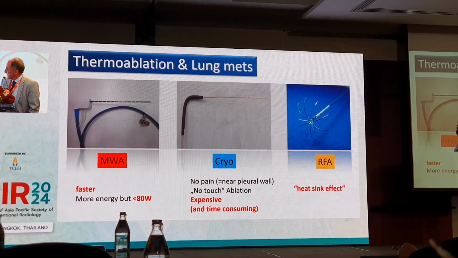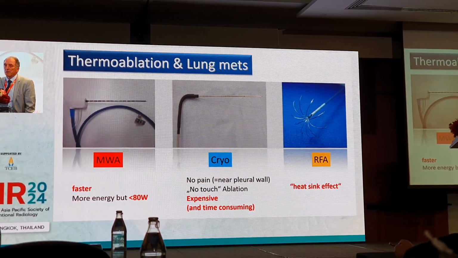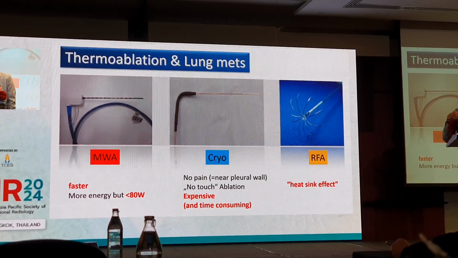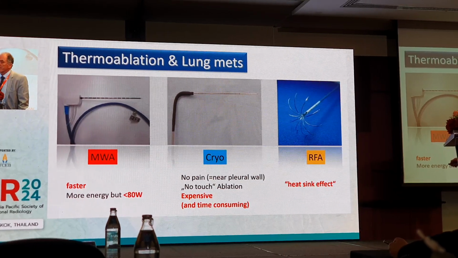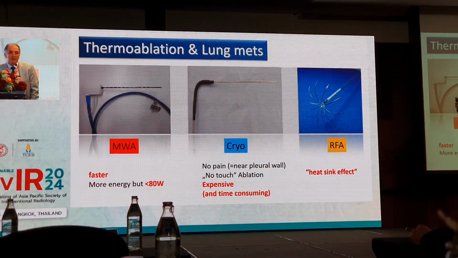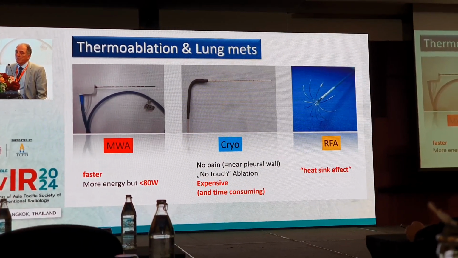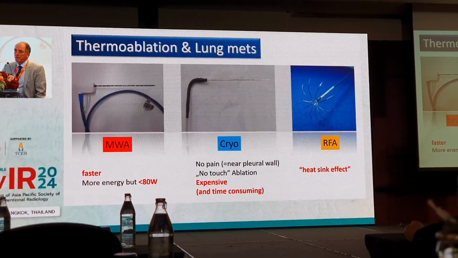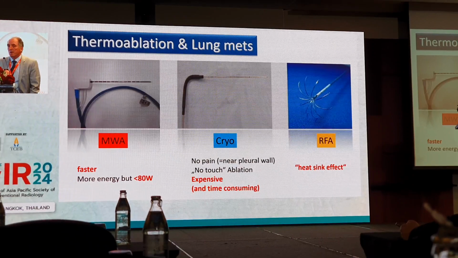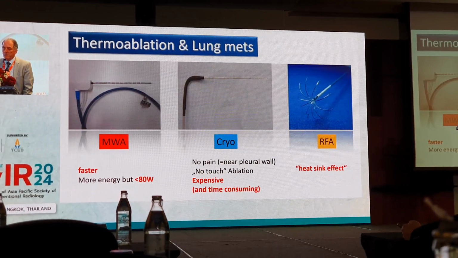For cryo, the advantage is that it is supposed not to be painful. So the majority of colleagues who are using cryo also use cryo for lesions close to the thoracic wall. This is a potential advantage of cryo. If you use microwave and RF with general anesthesia, you will not have the problem of pain, but if you use, like in my institute, mostly only local anesthesia, not general anesthesia, cryo could have an advantage here.